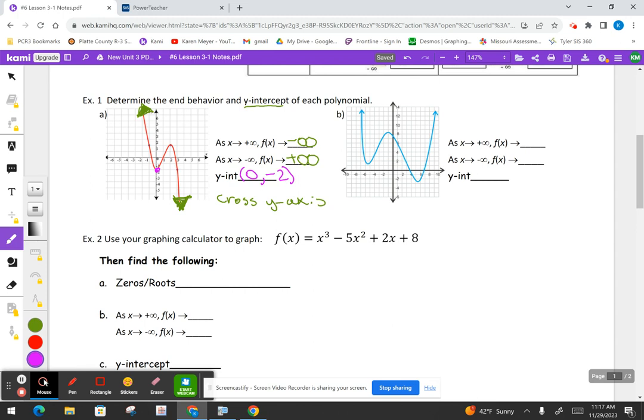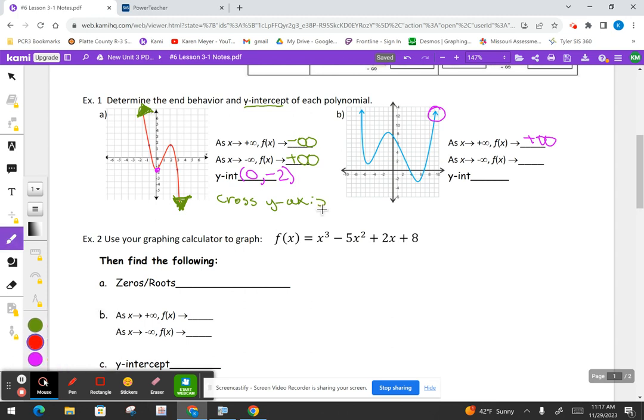Okay, if we go across to the next one. Remember, positive infinity means look on the right side. And if you're looking at the right side, you're going to notice that this one has an arrow pointing up. So that would be positive infinity.